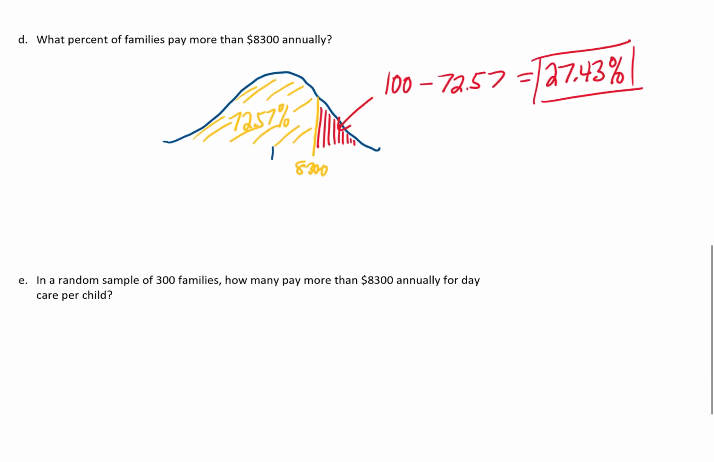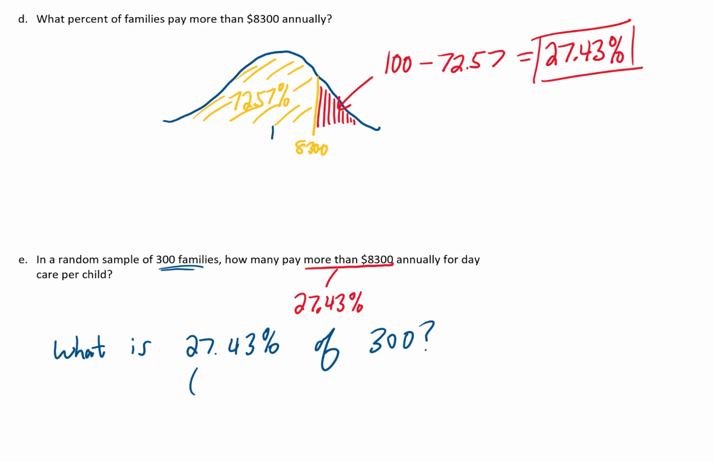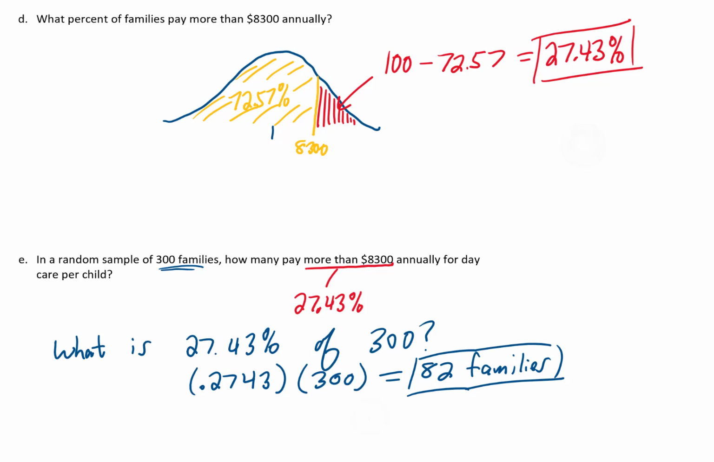The final question on this problem asks, in a random sample of 300 families, how many pay more than $8,300 annually? Well, more than $8,300 annually is a percentage that we've already found. Actually, in the previous part D, we found that 27.43% of families pay more than $8,300 per year for childcare. So the question we really need to be asking is, what is 27.43% of those 300 families? Well, to do that, what we need to do is convert this percent to a decimal. That would be 0.2743. Of means multiply, and we're going to multiply by 300. That gives me 82.3 families. I'm just going to round that down to 82 out of 300 families. And okay, I think that does it for this problem.